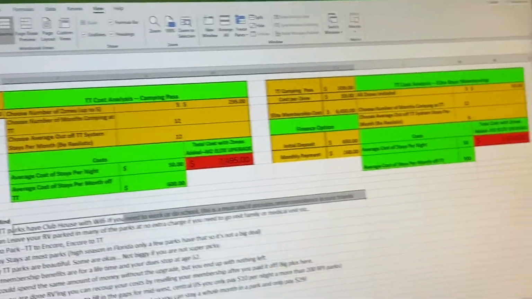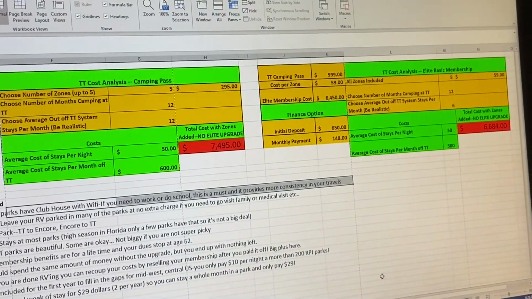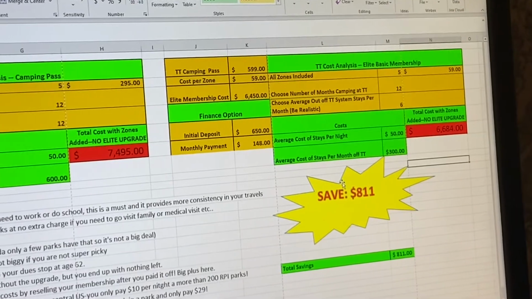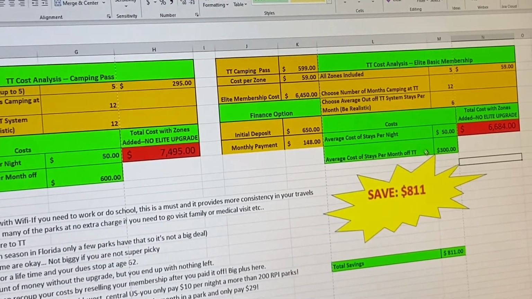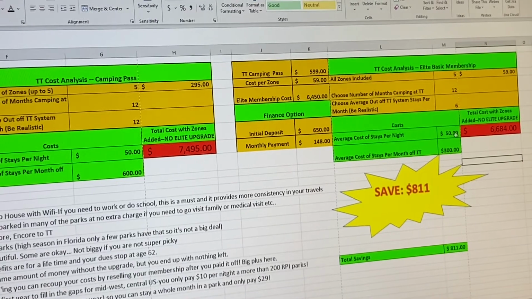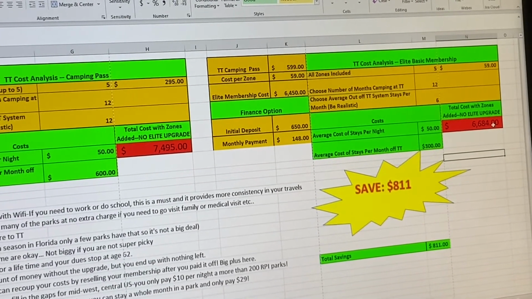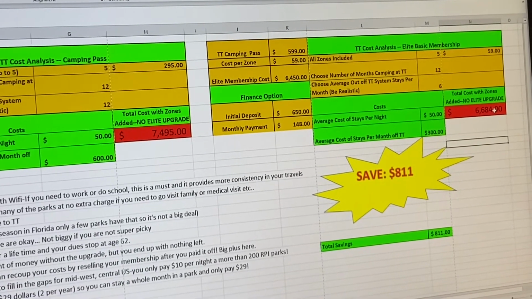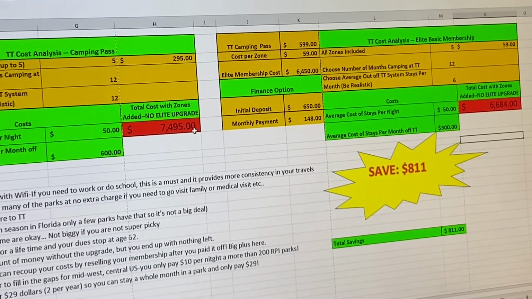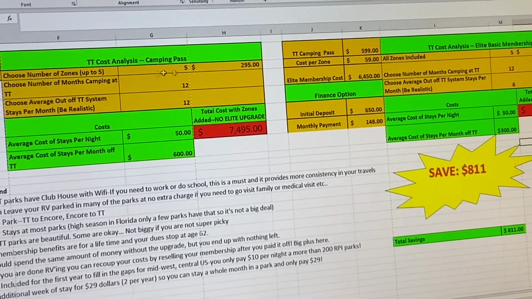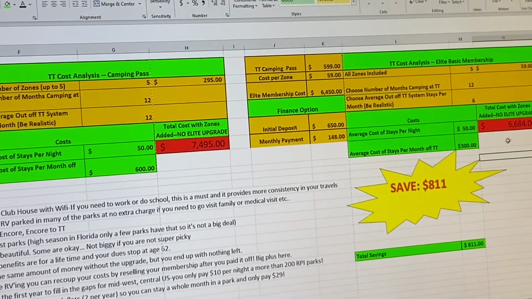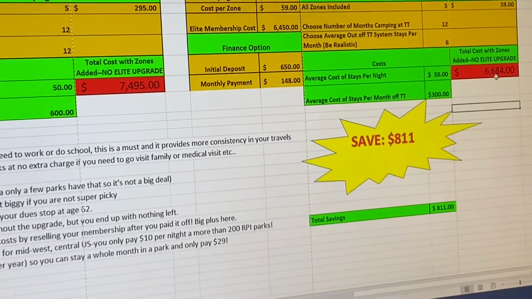So what was the main reason we chose to go ahead and go with the Elite? Can you just show us the cost and how the savings works out in just that 12 months, and how we already save in the first year by becoming an Elite member? All in, as you can see here, we spend $66.84 for the year with the Elite upgrade versus $74.94 doing the camping pass only with the zones. So this pays for itself on the first year.